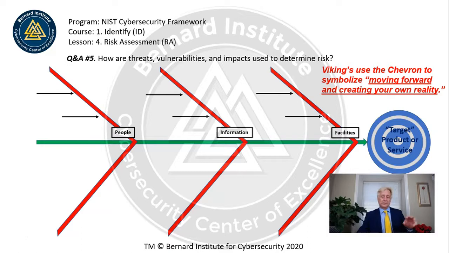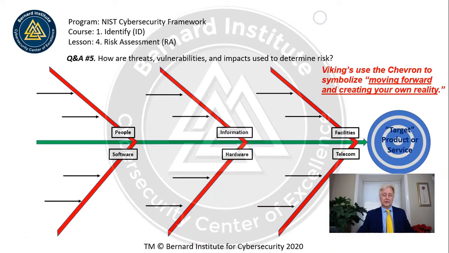So we will map in the controls. We identify these assets. So people, information, and facilities are all physical types of assets. And then we have the technology types of assets: software, hardware, and telecom. And where you see the little arrows here, this is where we would actually record the controls that we're going to put in place to mitigate any risk to these different types of assets.